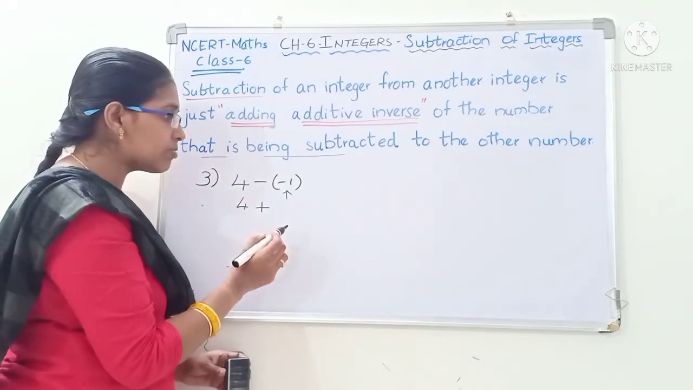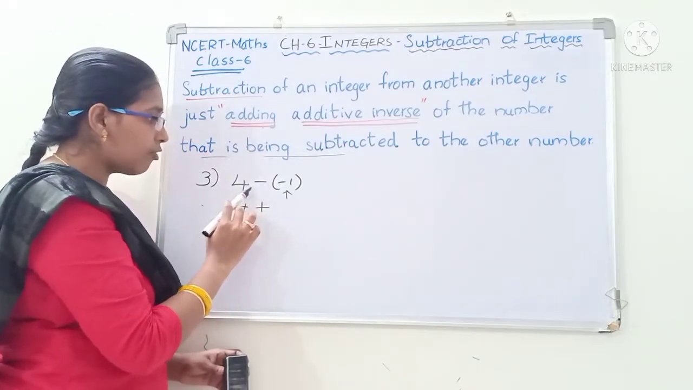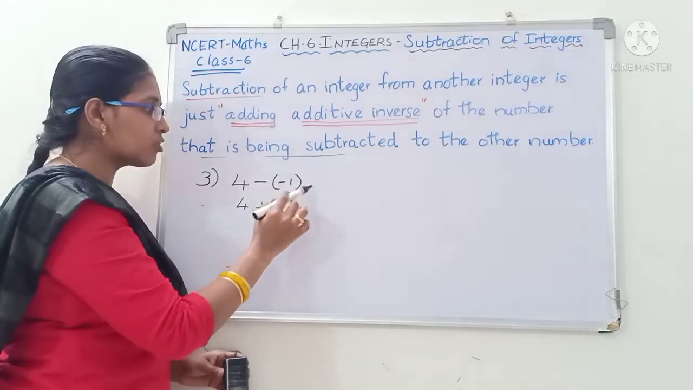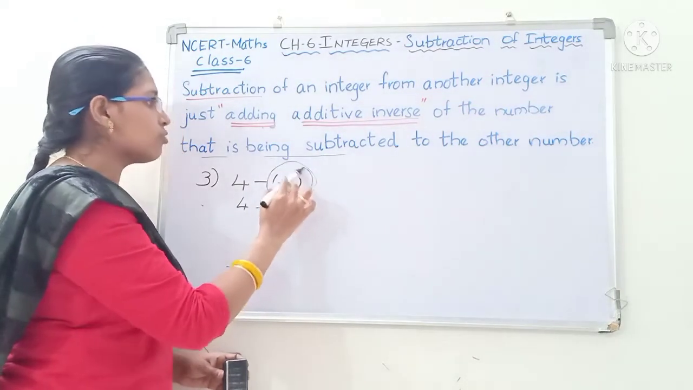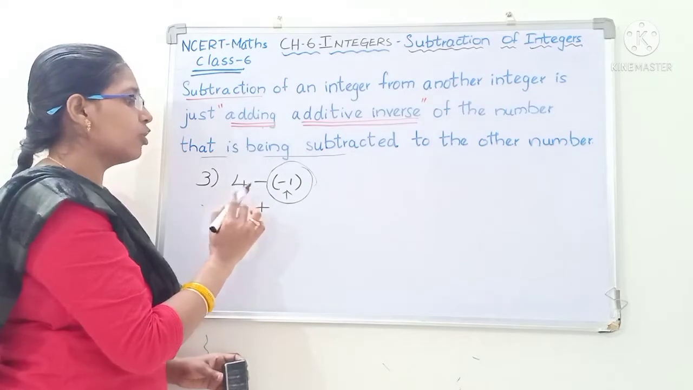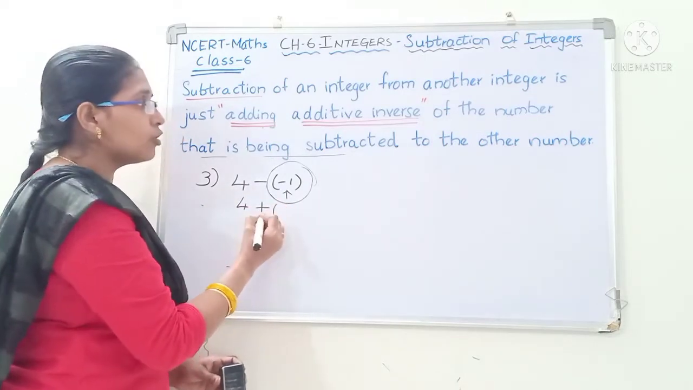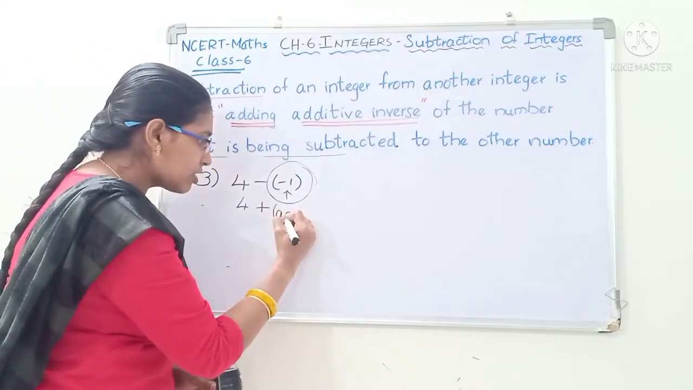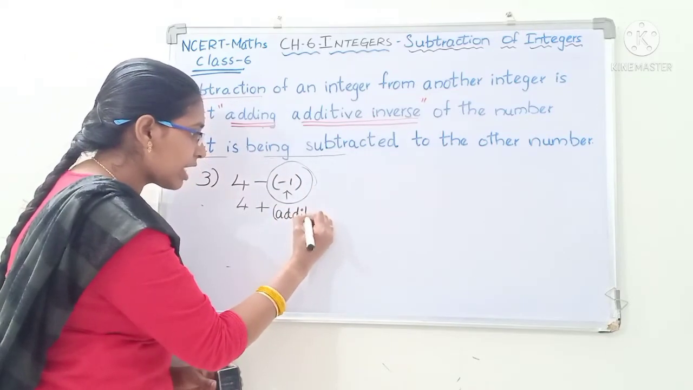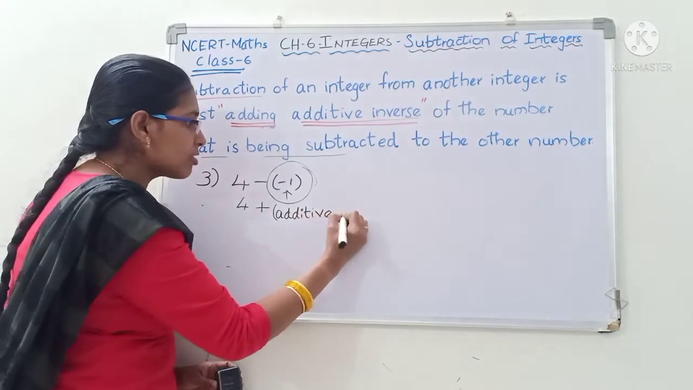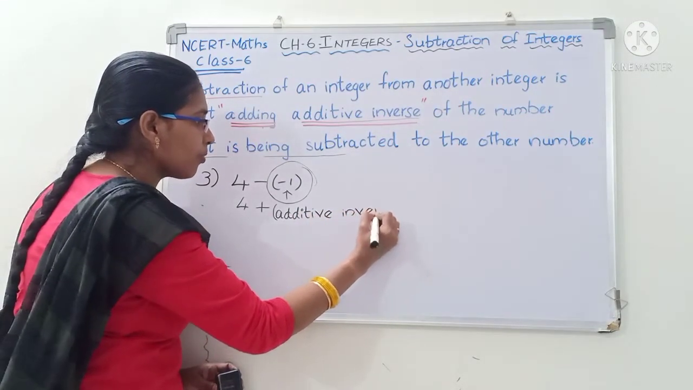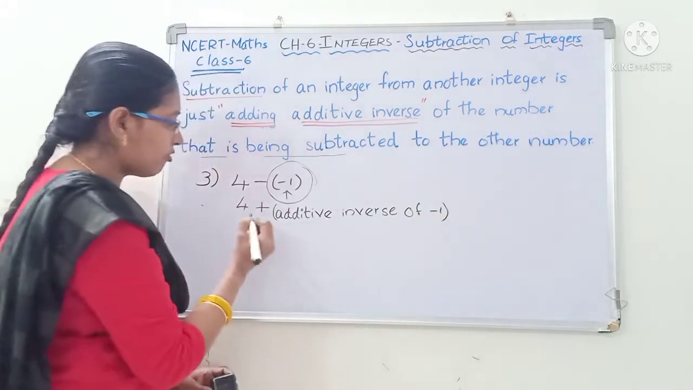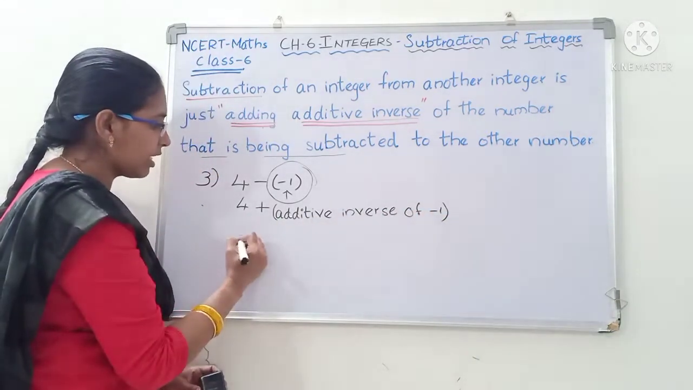What is the number that is being subtracted here? See, 4 minus of minus 1. That means minus 1 is being subtracted from 4. So, here you should add additive inverse of minus 1. In the second step you should write additive inverse of minus 1. 4 plus additive inverse of minus 1.